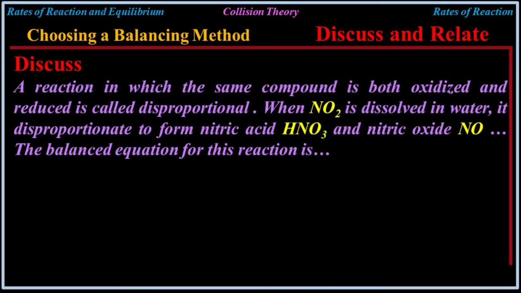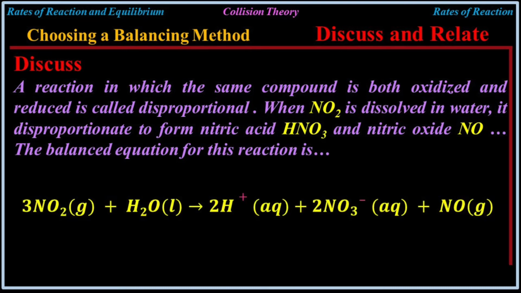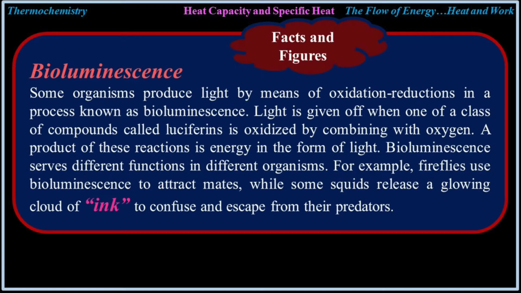A reaction in which the same compound is both oxidized and reduced is called disproportionation. When nitrogen dioxide is dissolved in water, it disproportionates to form nitric acid and nitric oxide. The balanced equation for this reaction is 3 moles of nitrogen dioxide plus 1 mole of water yields 2 moles of H plus ions, 2 moles of nitrate ions, and 1 mole of nitrogen monoxide.